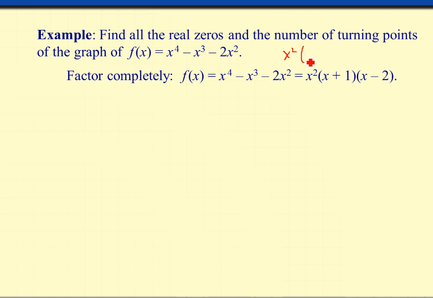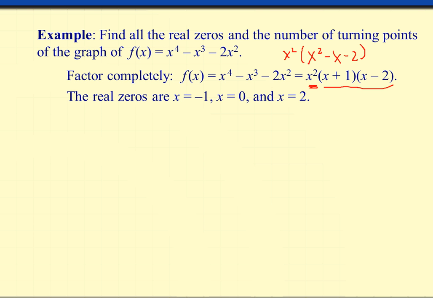When we factor x squared out, we would have what? x squared minus x minus 2 left. And when we factor x squared minus x minus 2, we would get x plus 1 times x minus 2. So there's our x squared that we also factored out. So there it's factored completely. Now, the real zeros are the numbers -1, 0, and 2.